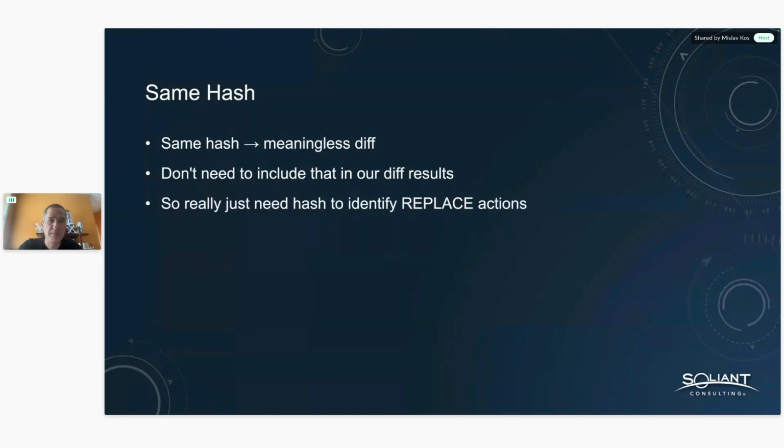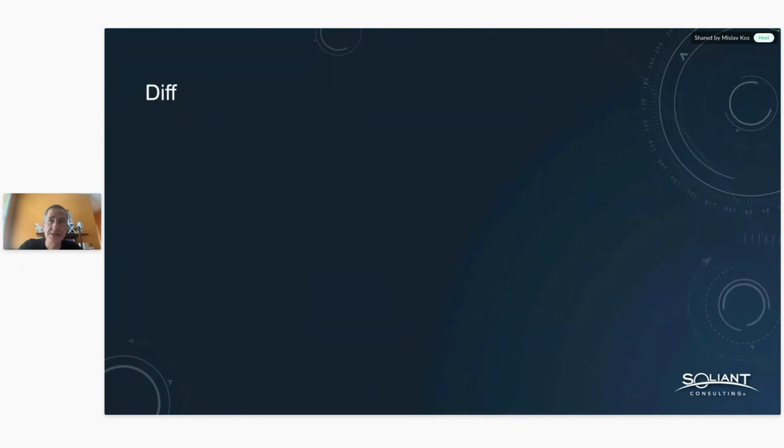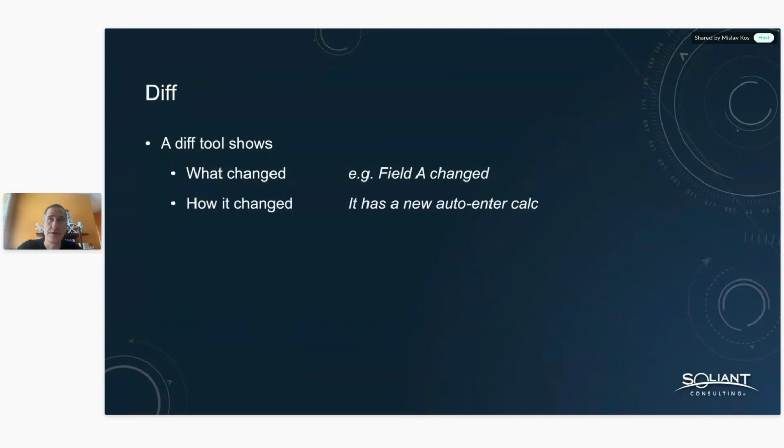So we've been talking about diffing or comparing mod logs, and a diff tool shows us what changed, like field A changed, for example, but also how did it change? For example, it has a new auto enter calculation. And so far, we've only been talking about what changed. But to understand which changes we want to potentially include in our patch file, we'll also need to understand how those changes happened.